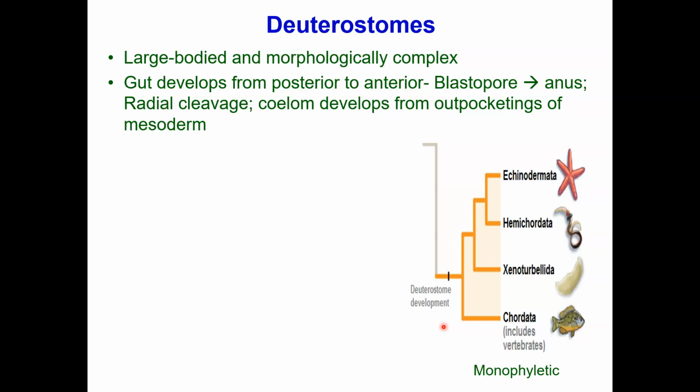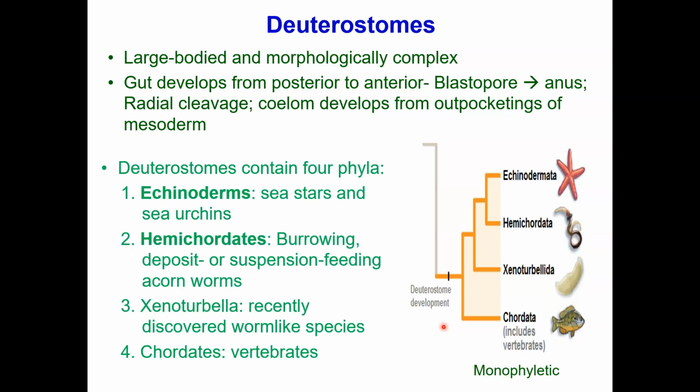And also, remember the coelom, the primary opening that is lined by mesoderm, right? So deuterostomes have this coelom. They inherited it from their pre-deuterostomic ancestors, and it still develops as outpocketings or divergences from the mesoderm. That's actually nothing new because we already talked about that.